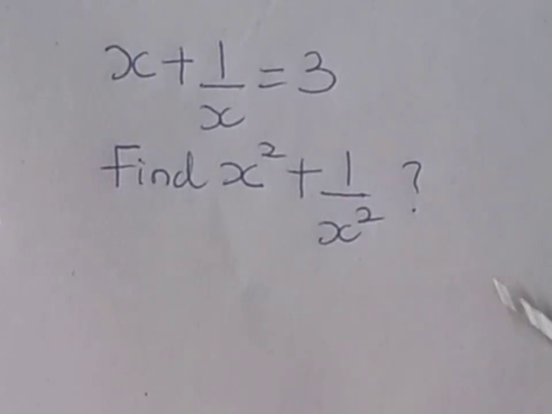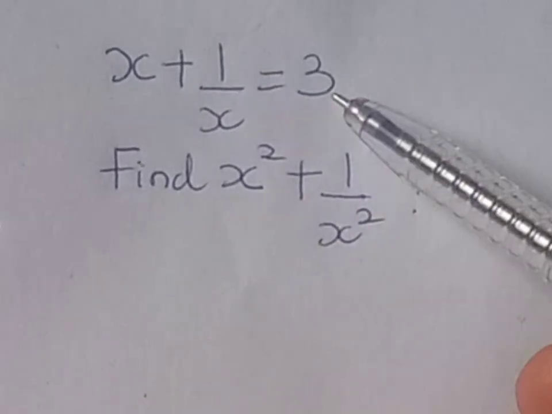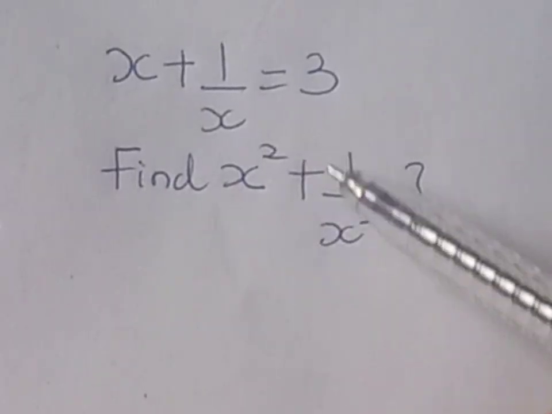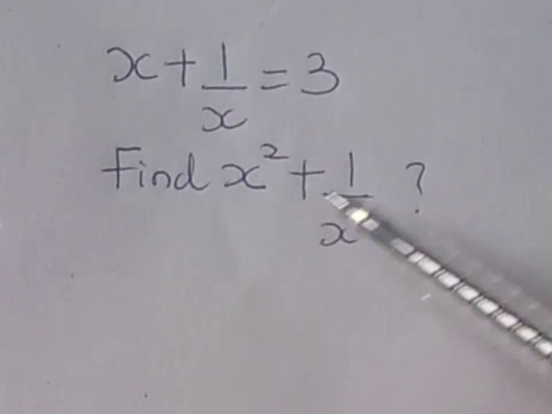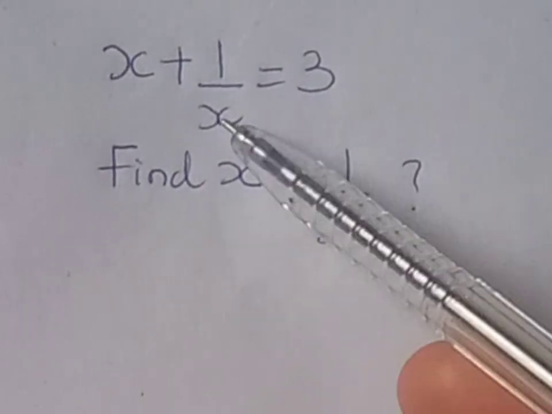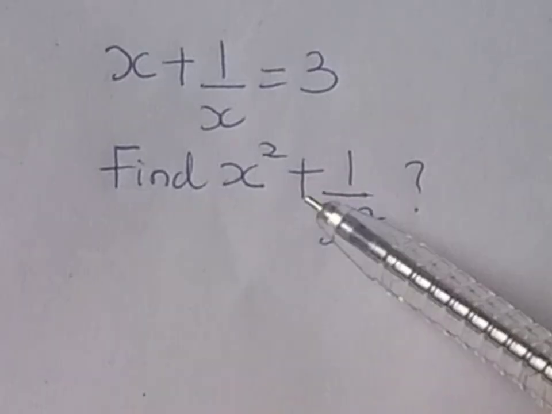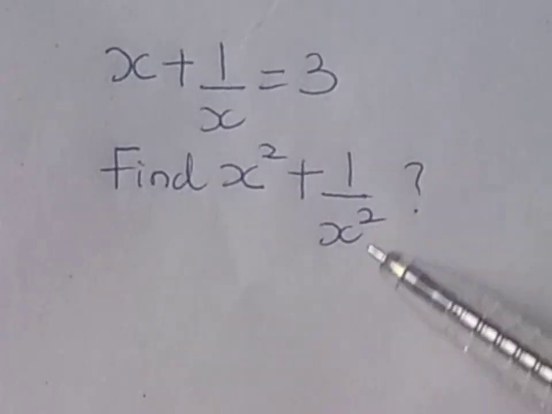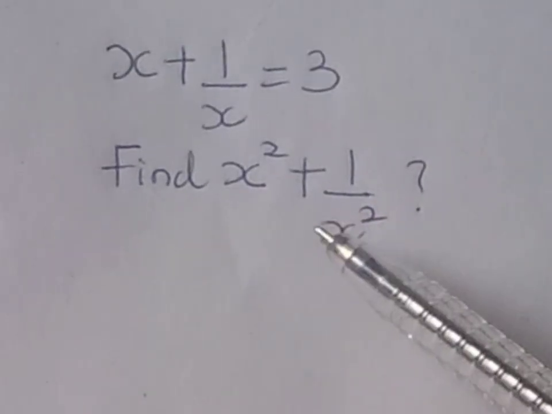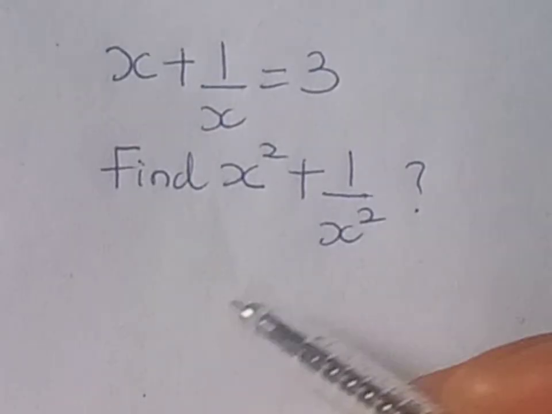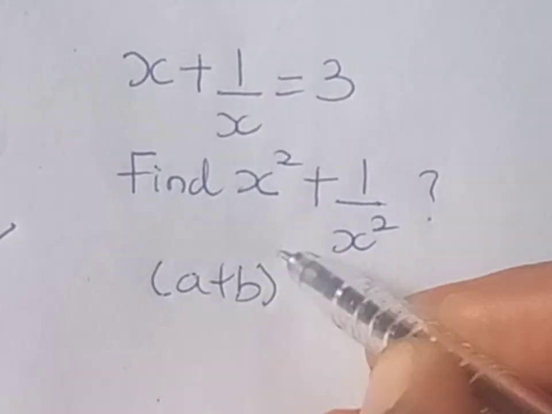Hello everyone, given that x plus 1 over x equals 3, find x squared plus 1 over x squared. Today we are not asked to find the value of x, but we are asked to find the value of x squared plus 1 over x squared. The key to this question is to use an algebraic identity, which is (a plus b) squared.